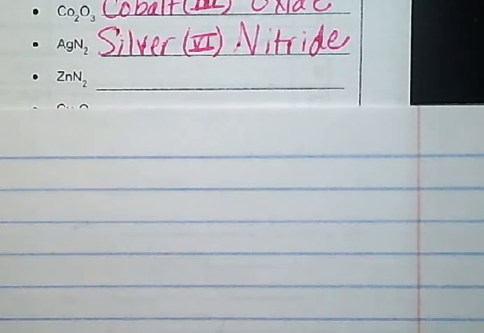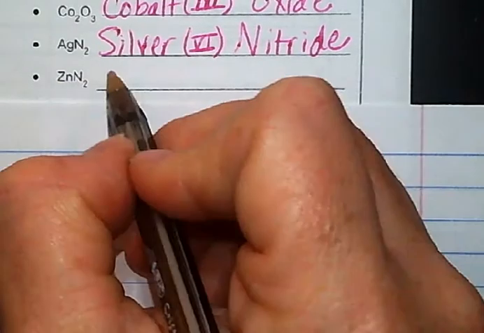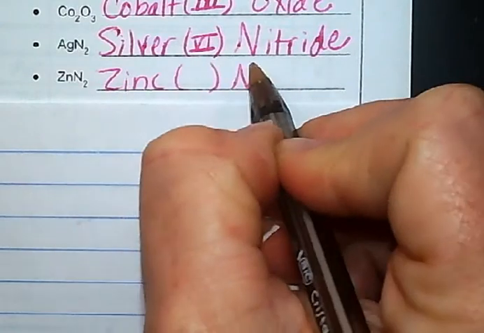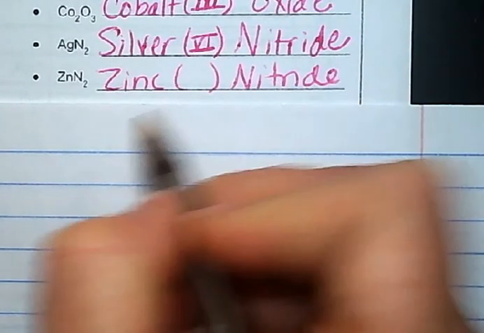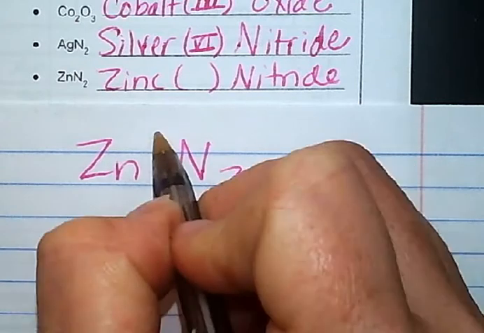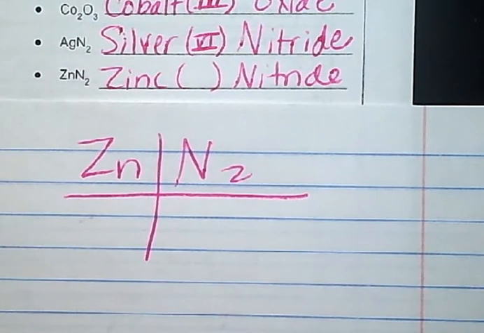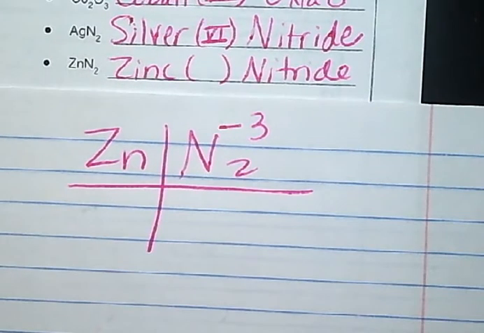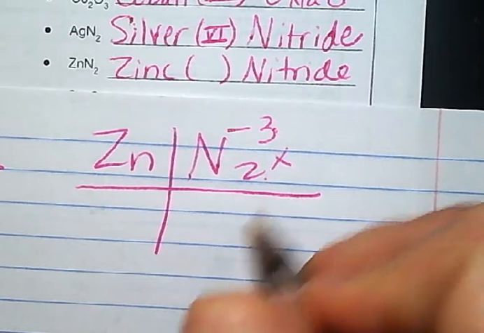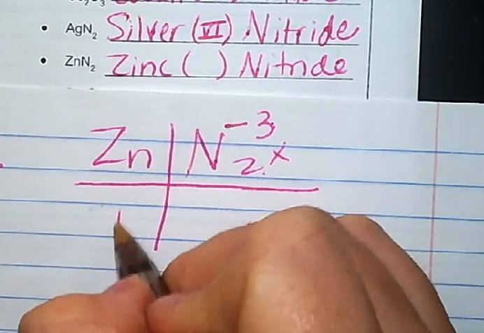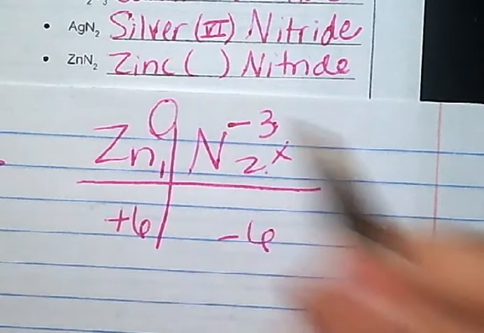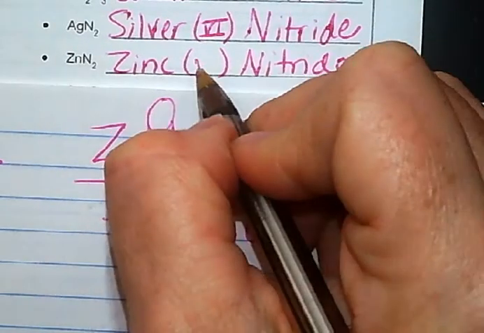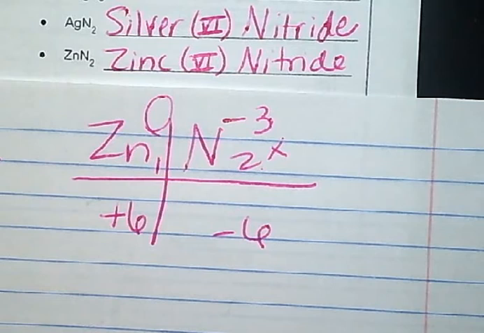All right. Zinc. Zinc something nitride. You know, there's only so many nonmetals. You probably have some of these memorized by now. We've done them so much. What's the oxidation number for nitrogen? -3, right? We just did one almost just like it. So -3 times 2 is -6. So this side has to be +6. This is 1. What's that number? +6. Just like it. Same pattern. Different elements, same pattern.